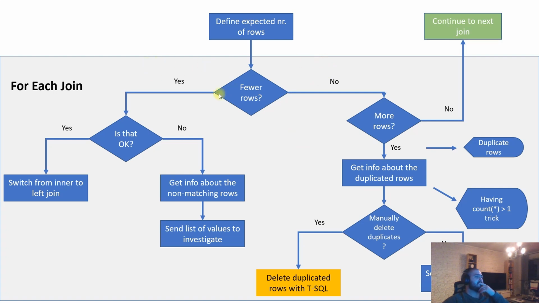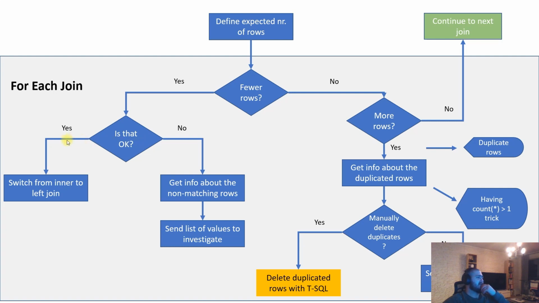Then I take the first join, and I ask, okay, do we get fewer rows? Because when we apply a join to the first table, we can either get fewer rows, more rows, or the same amount of rows. If we get fewer rows, I will check, is that okay? For example, say that I do an inner join from the sales table to the customer table, and there are some customer IDs in the sales table and I don't find a match in the customer table. Sometimes that can happen and it's perfectly valid. So I will ask, is that okay?